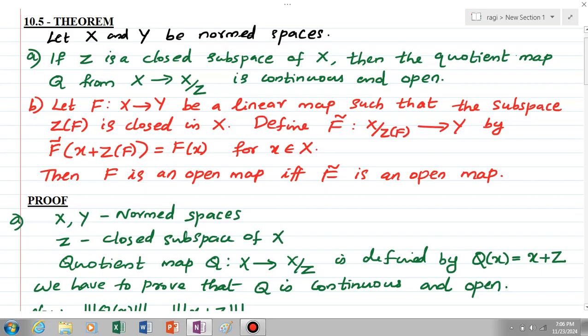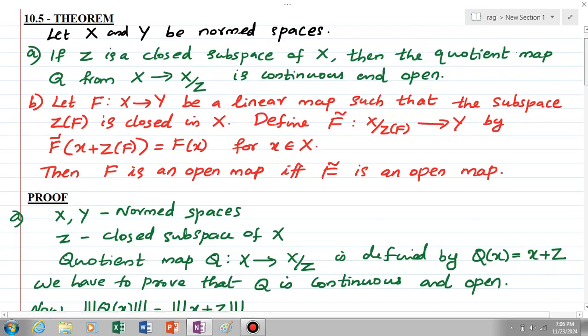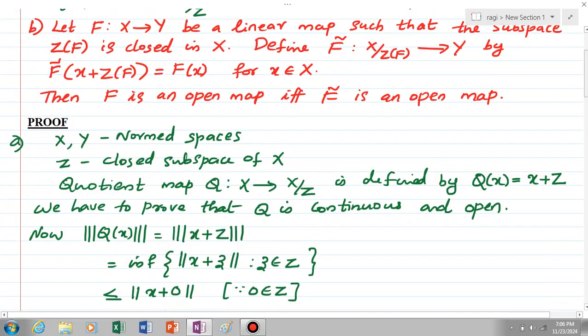First we have to prove that if X and Y are normed spaces and Z is a closed subspace of X, then the quotient map Q is continuous and open. Okay, the quotient map Q is from capital X to capital X by Z and is defined by Q of x equal to x plus Z. So we have to prove that Q is continuous and open.